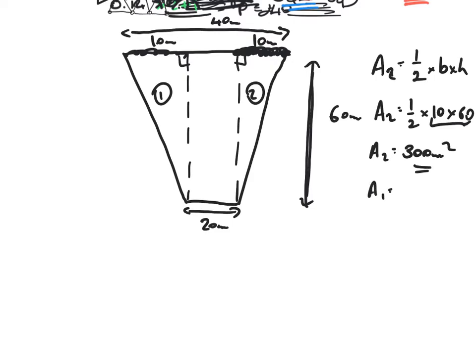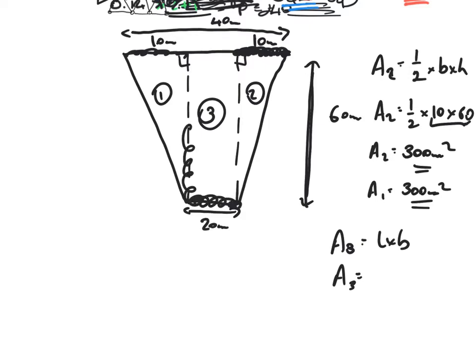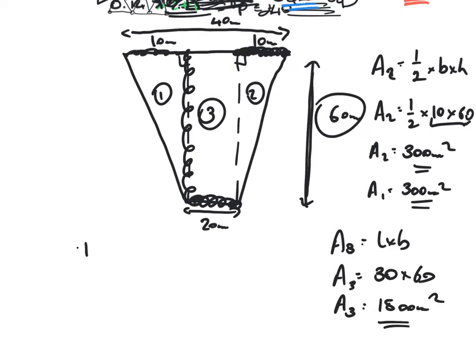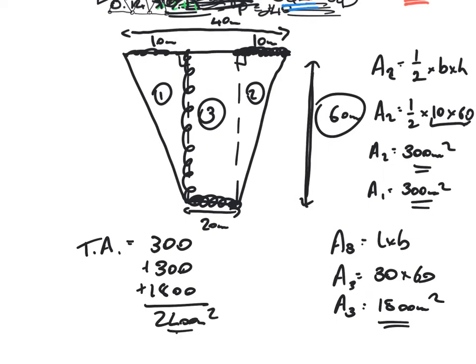Okay, area 1 must be the same since they're identical triangles. That'll also be 300 square centimetres, and now I need to find the area of the rectangle, which I'll call area 3. That's a rectangle, so that's length times breadth. The length is 20, as we can see, and the breadth is 60. 20 times 60 will give me 1,200 square centimetres. The total area then is going to be 300 plus 300, that's the two triangles, plus 1,200, and that will be 1,800 square centimetres. Final answer.